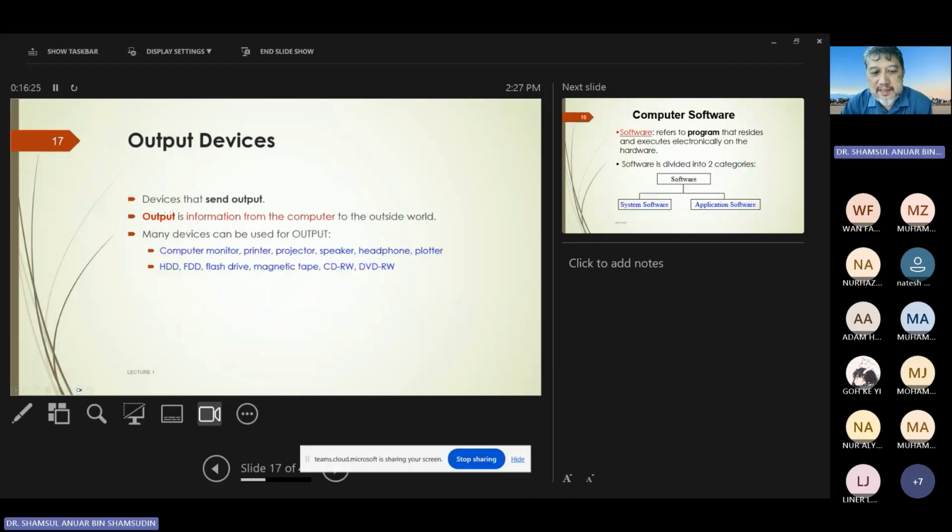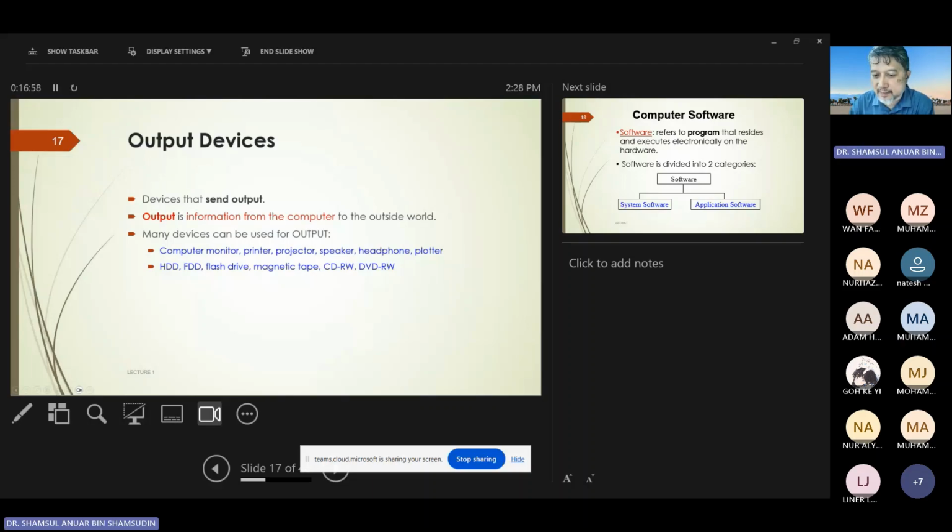An output device is for you to send out the information from the computer after it has been processed. So this will include computer monitor, printers, projectors, speakers, okay. And also you can use the drives. So the drive can be for input and also for output.